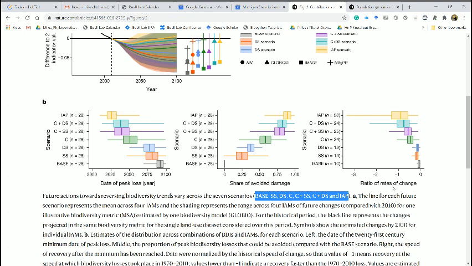And then here we have different ways of ratio of change. So I think what this is just showing is that implementing these biodiversity loss mitigation strategies will decrease the rate at which biodiversity is being lost relative to the baseline scenario.